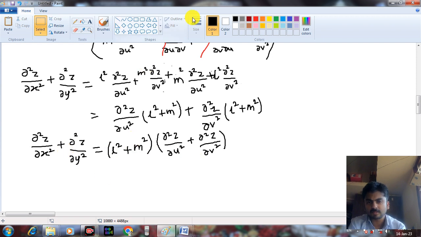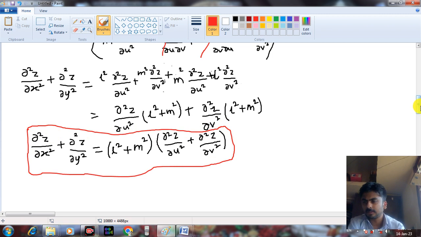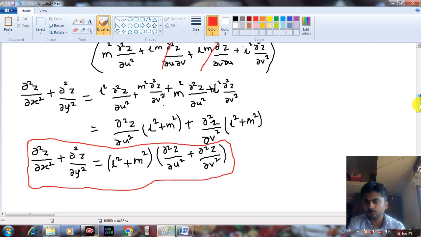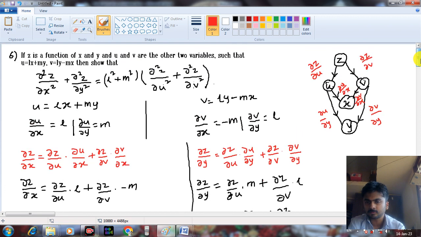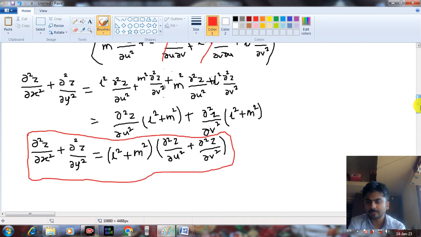This is our final result, and hence the statement asked in the question is now proved. I hope you all understood the problem. See, the result: dou square z by dou u square plus dou square z by dou v square of L square plus m square. So the result is proved.